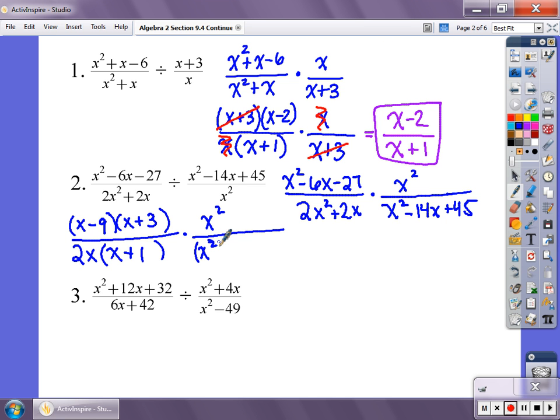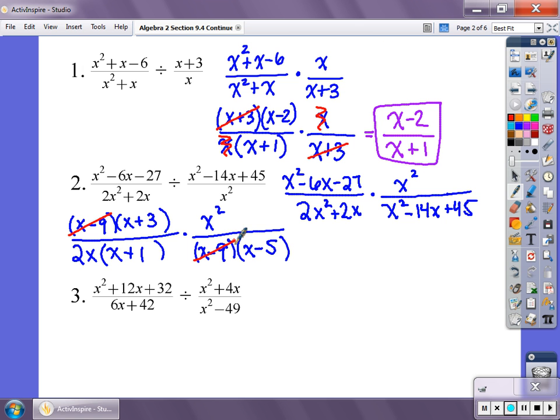Oops, excuse me. Let me erase that. We'll factor into x. Factors of 45 that add up to negative 14. We're going to have a 9 and a 5, and both of those are going to be negative. Negative 9 times negative 5 is positive 45. Negative 9 minus 5 is negative 14. Now we're going to cross out what's the same. Definitely x minus 9, x minus 9.